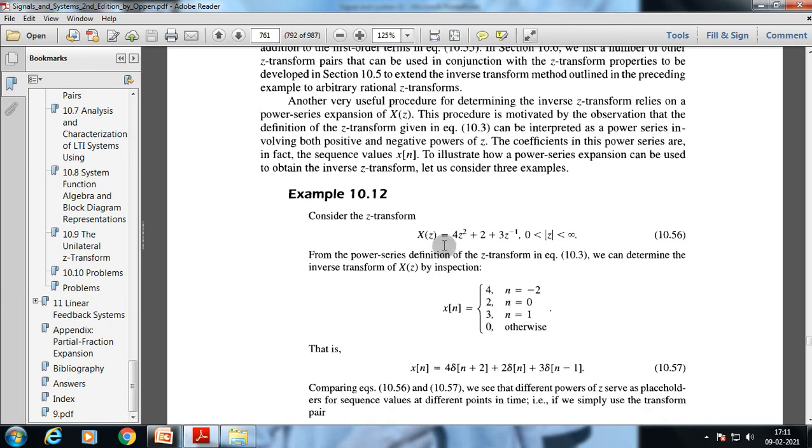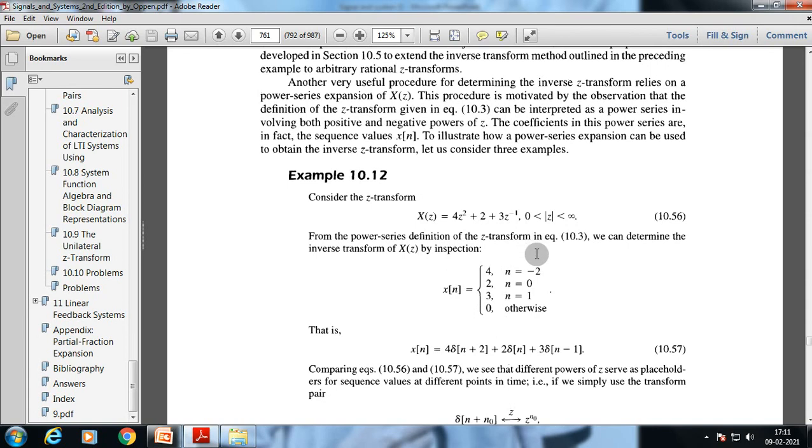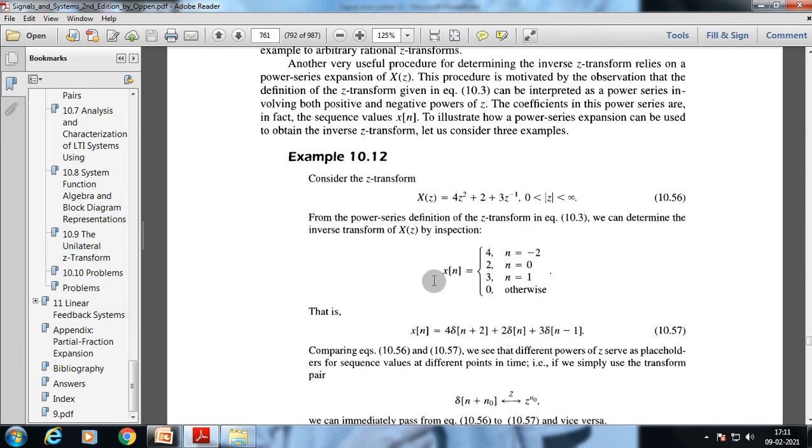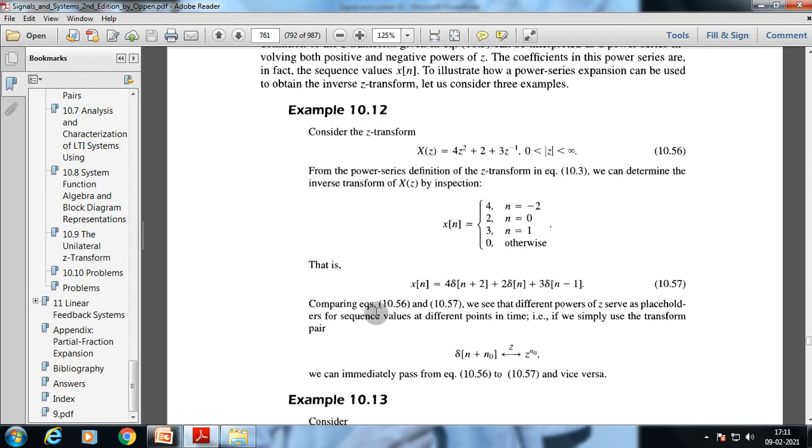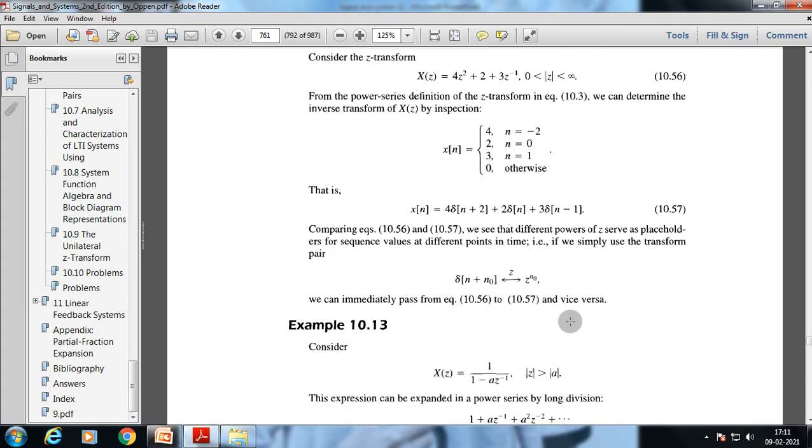Now consider the z-transform here. From the power series definition, we can rewrite X(z) like this. So it can be written as δ[n] plus 2δ[n] plus 3δ[n-1]. Comparing this equation, we see that different powers of z serve as placeholders for sequence values at different points in time. If we simply use the transform pair δ[n+n0] with z-transform z^n0, we can immediately pass from this equation to the sequence and vice versa.